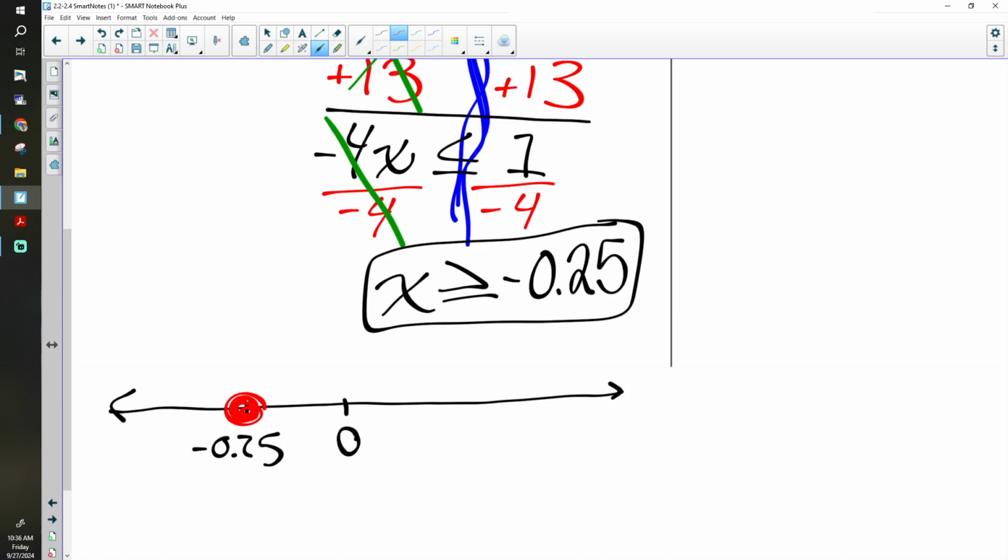Now watch. To know which direction it goes, you read it to yourself. X is greater than. Where are all the numbers bigger than negative 0.25? That way. To the right. This is where all the bigger numbers are. Arrow.